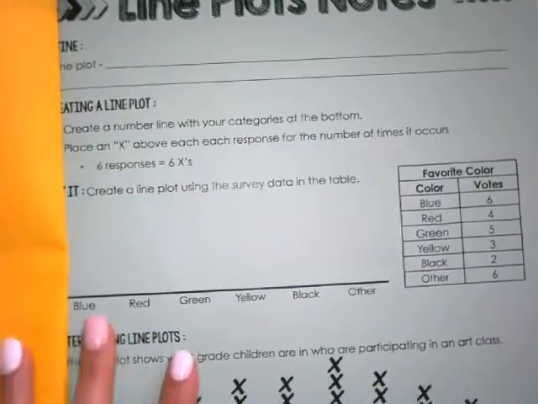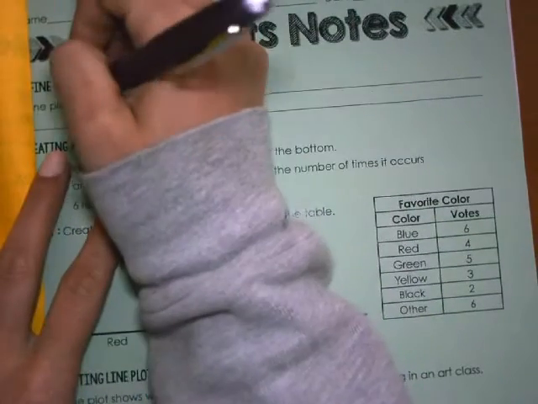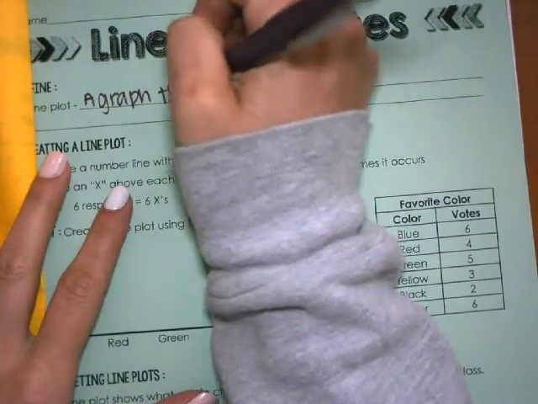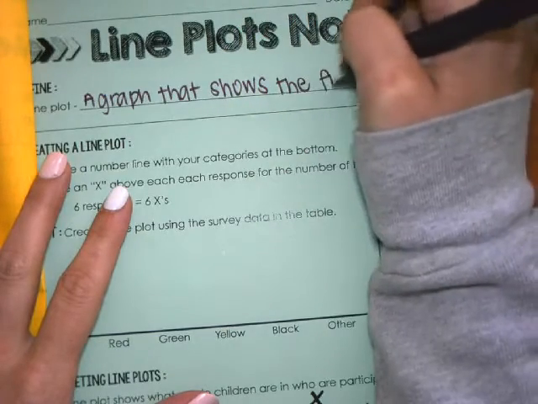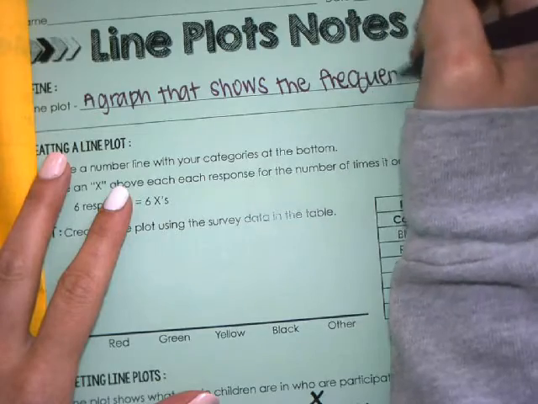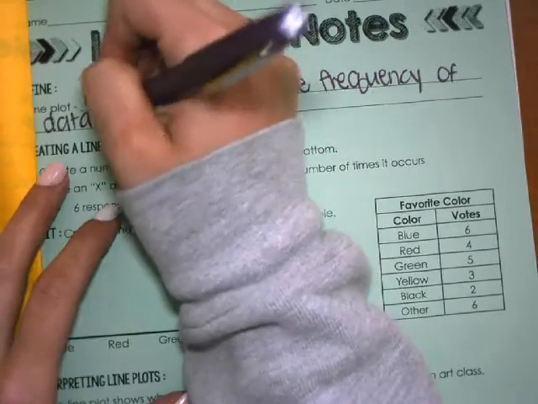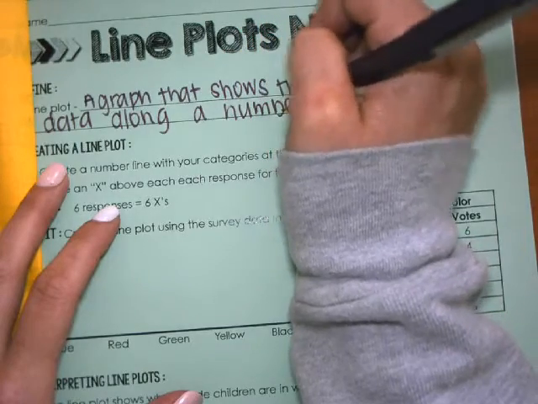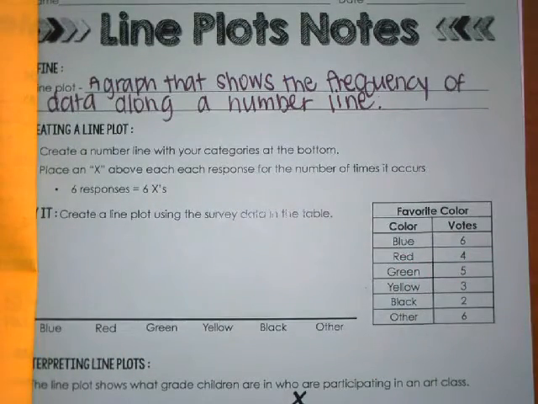Line plots, let's first start out with the definition of what a line plot is. A line plot is a graph that shows the frequency of data along a number line. So it is a graph that shows frequency of data along a number line.